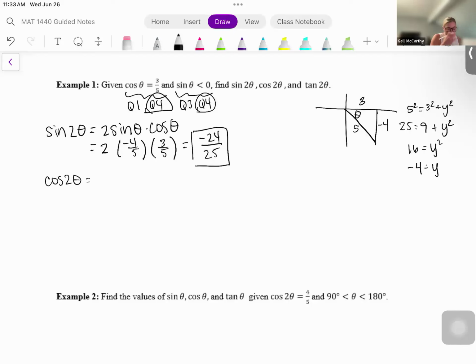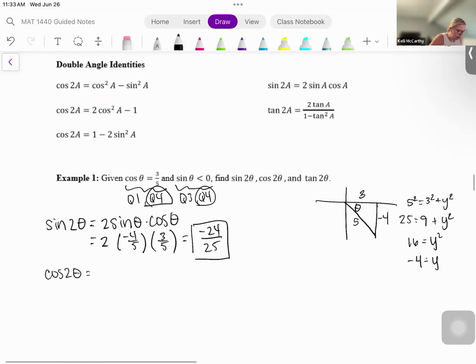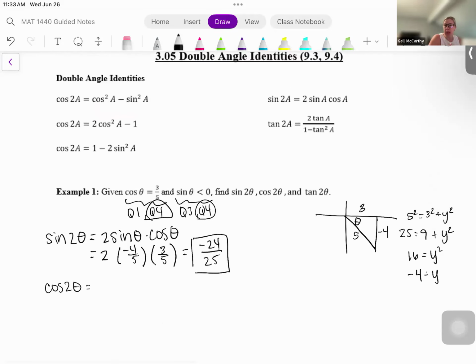To evaluate cosine of 2 theta, I'm going to go back to my formulas above because we do have 3 options for evaluating cosine of 2 theta. I'm going to use that second formula, the second version, 2 cosine squared theta minus 1. And the reason I'm going to do that is because it doesn't require me using any other values that I had to calculate by hand. In that sine of 2 theta, we had to use that value for sine theta that we calculated. So if there was an error made there, then that first function value is going to be incorrect.